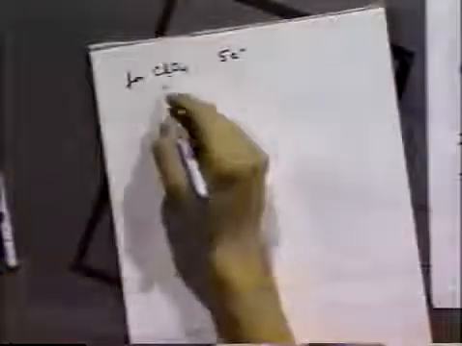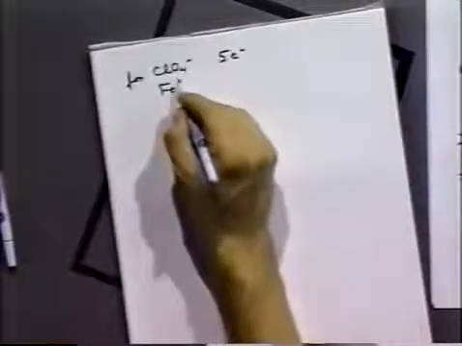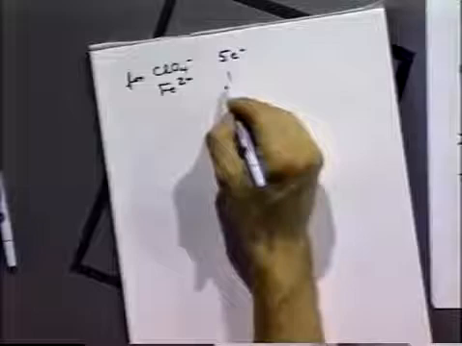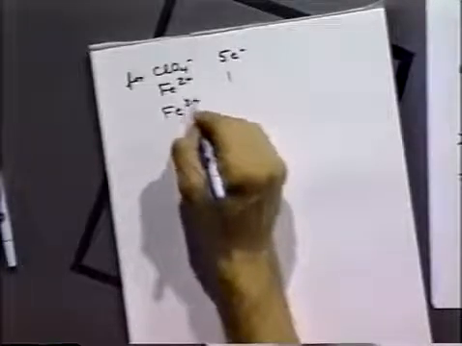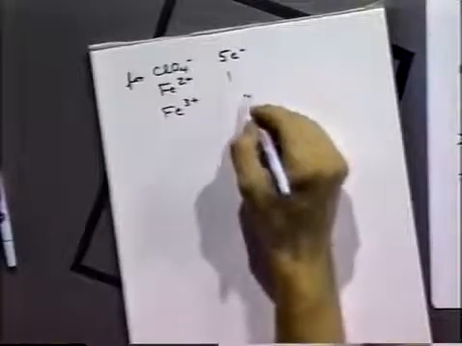So for perchlorate, it's carrying 5 electrons, iron 2 plus, 1 electron, iron 3 plus carries 1 electron.